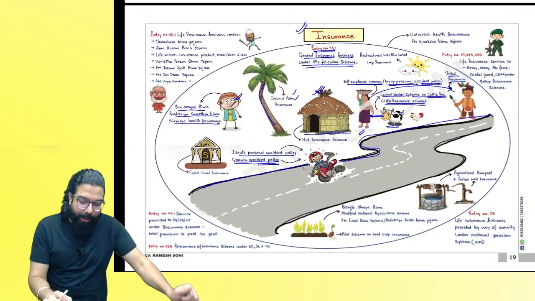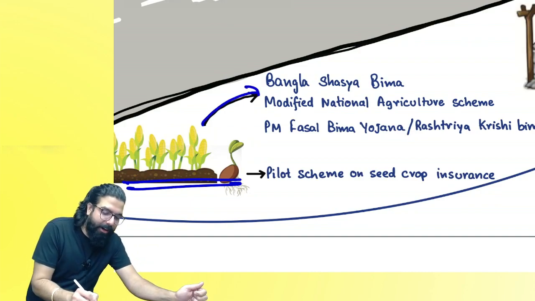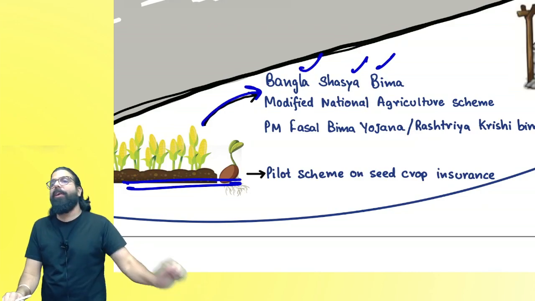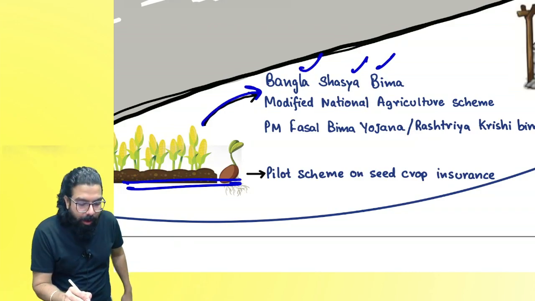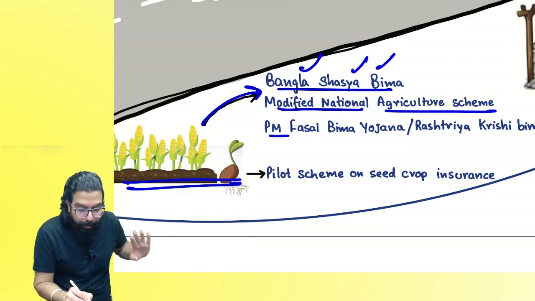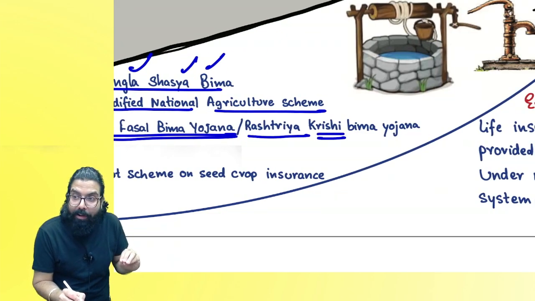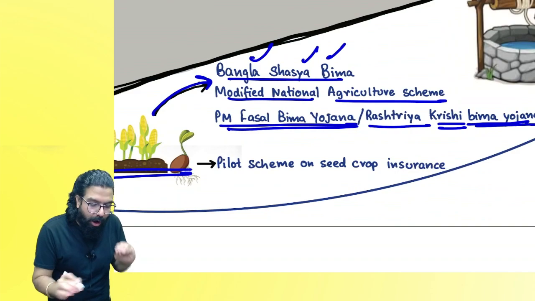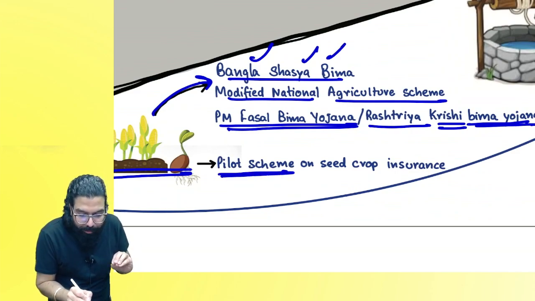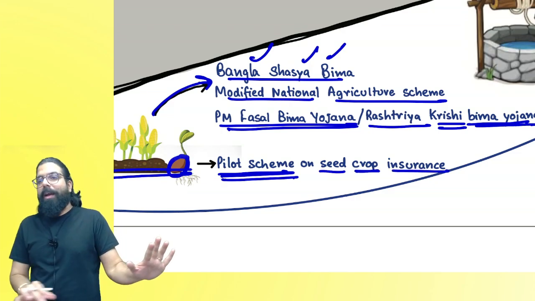Now, in the village, they do cultivation. Okay, everyone? Now, in the case of cultivation, my government told: Bangla Sasya Bima, basically crop insurance, Modified National Agricultural Scheme, Pradhan Mantri Fasal Bima Yojana, Rashtriya Krishi, meaning Farmer, Bima Yojana, or the Pilot Scheme which was launched on seed crop. Baba, seed is there. Seed crop insurance also, GST will be exempted.